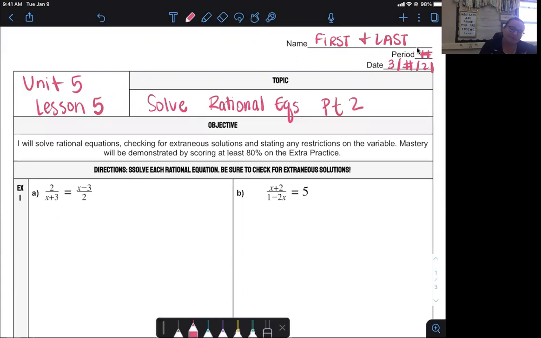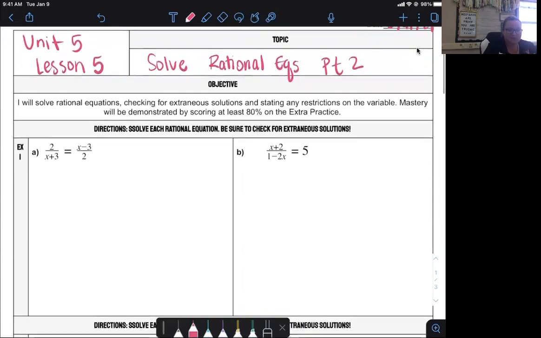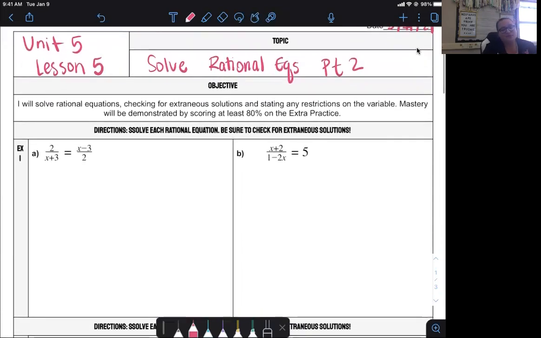Today we're going to be doing Unit 5, Lesson 5, Part 2 of Solving Rational Equations. Make sure you put your first and last name, period, and the date in the upper right-hand corner. Our objective today is, I will solve rational equations, checking for extraneous solutions and stating any restrictions on the variable. Mastery will be demonstrated by scoring at least 80% on the extra practice.